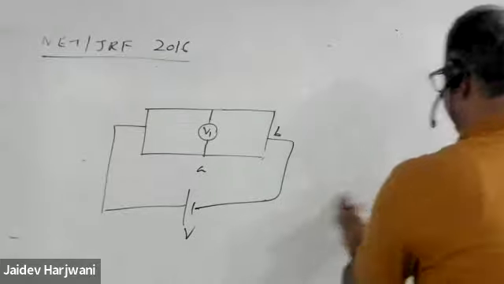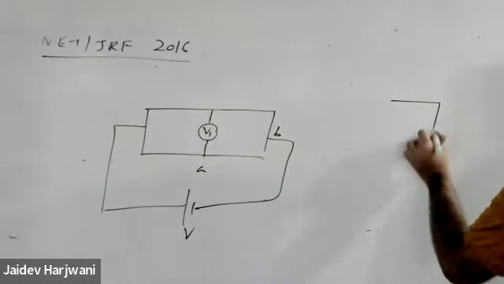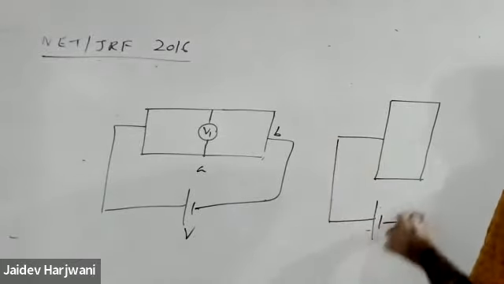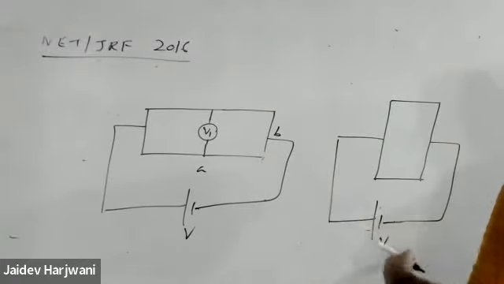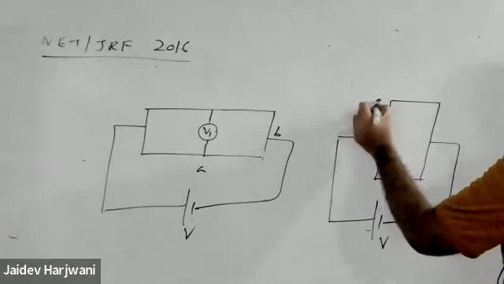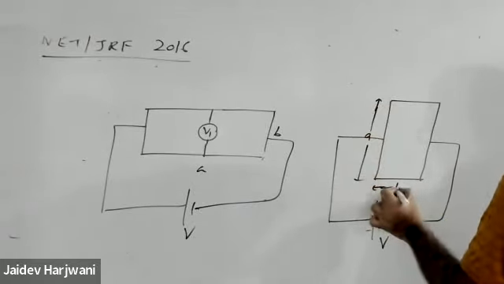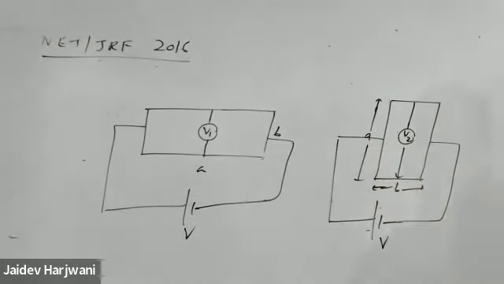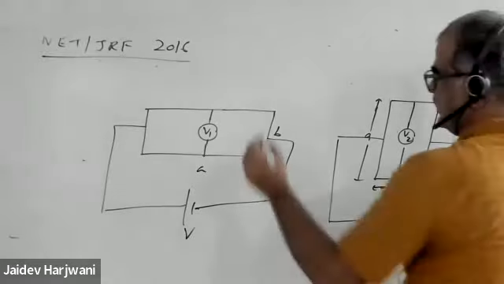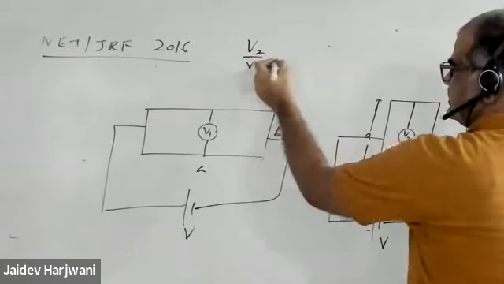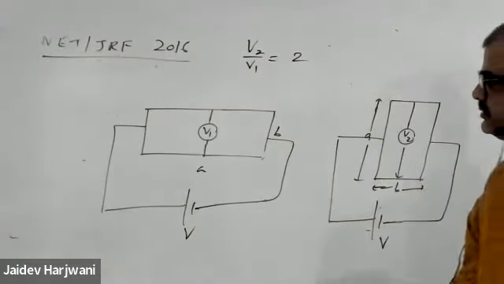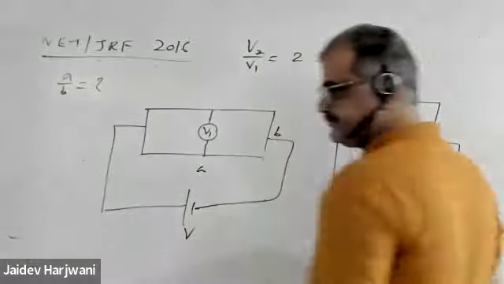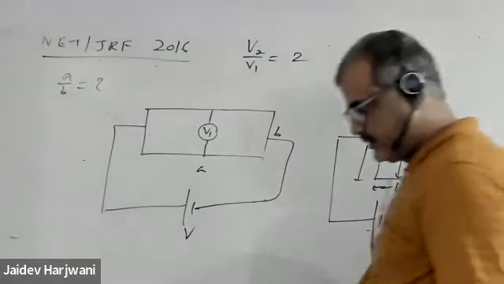Now the same sample they have rotated, like this, and they are applying the same voltage. This time this length is A and this length is B, and again they are measuring the Hall voltage V2. They say the ratio of V2 upon V1 is 2, and they are asking to find the ratio of A by B. So do it please.